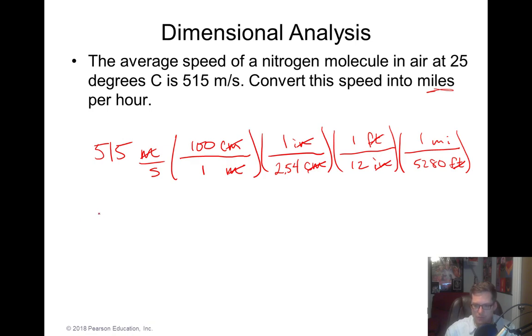I've kind of run out of room, so I'm going to go ahead and solve for that and put it into that unit. Remember, the top values you multiply, the bottom values you divide. So we'll take 515 times 100 divided by 2.54 divided by 12 divided by 5,280, and I got 0.320000616. Now remember, we're not going to round for sig figs yet because we're not at our final answer.